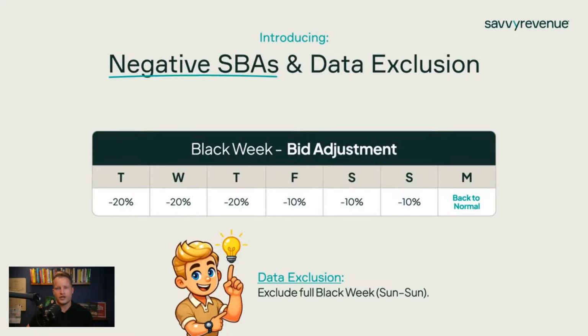Exclude the full Black Week, Sunday to Sunday, if conversion rates are good the entire week. If the weekend is much better than the rest, you can also just do Thursday to Sunday. That's also good. As a general rule, we like to do this: minus 20% SBAs Tuesday, Wednesday, Thursday, minus 10% Friday, Saturday, Sunday, and then Monday back to normal. We might override this based on the data. Again, you should be running the script so you see data in your accounts, but this is typically what we see.